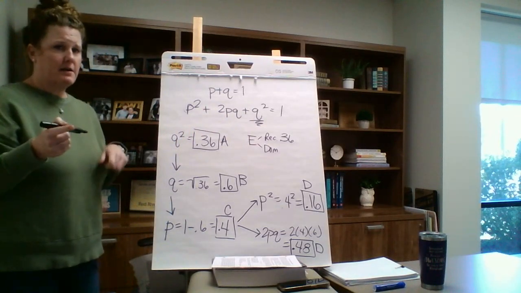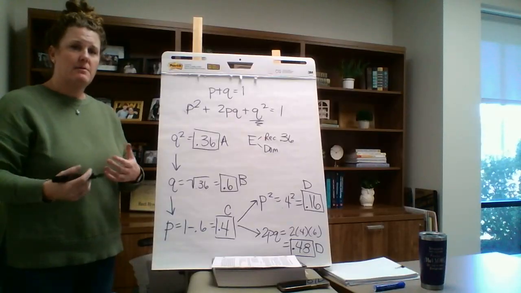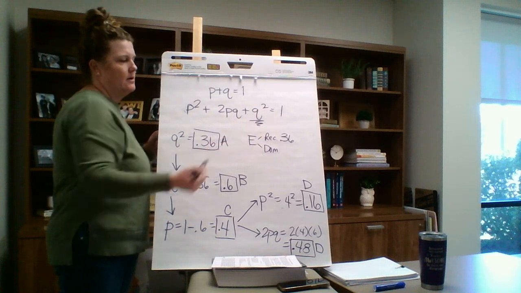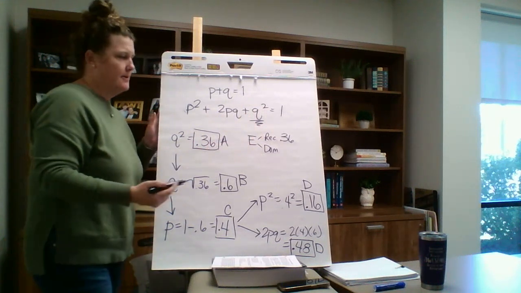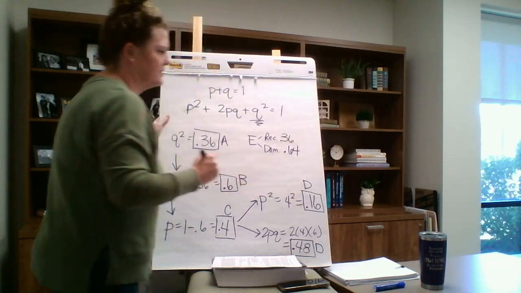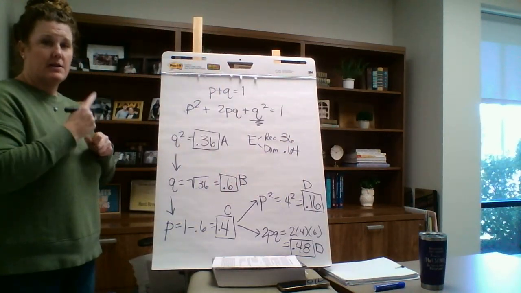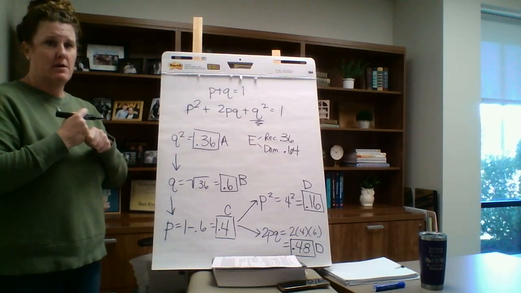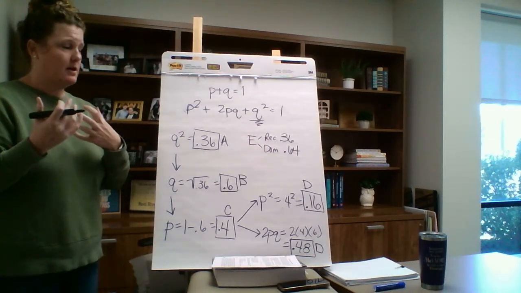So one way that I could find the dominant phenotype frequency is I could just simply subtract 1 minus 0.36, and that is going to give me 0.64, okay? So that's one way to find the dominant, is just subtract 1 minus q squared, because we're talking phenotype. What do they look like?